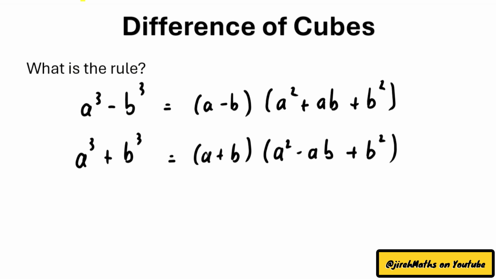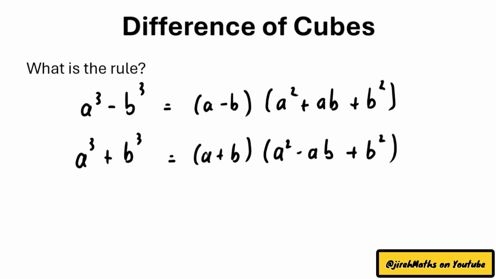Well, notice that the negative sign stays there, the positive sign stays there. So your first bracket is always either a minus b or a plus b, and that really depends whether it's a cubed minus b cubed or a cubed plus b cubed. The next thing to note is that the a squareds, it's always a squared plus b squared. That is not going to change.